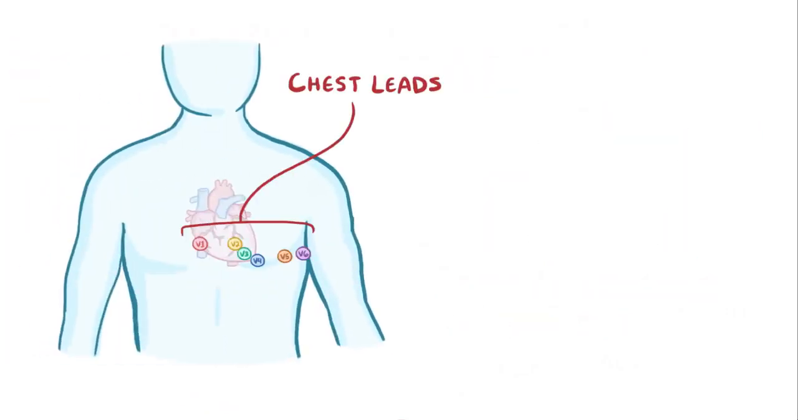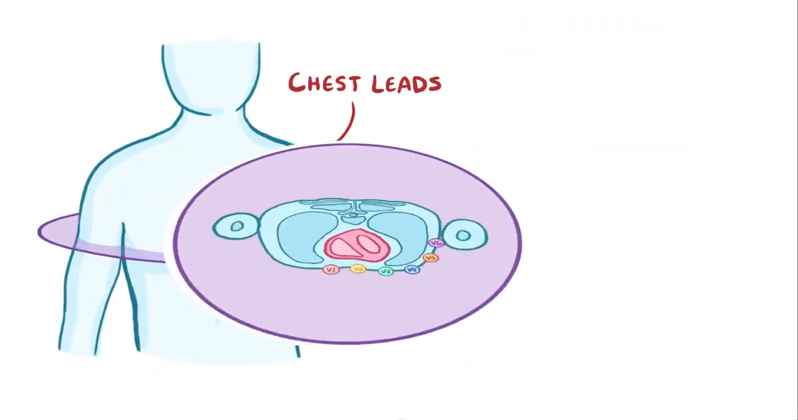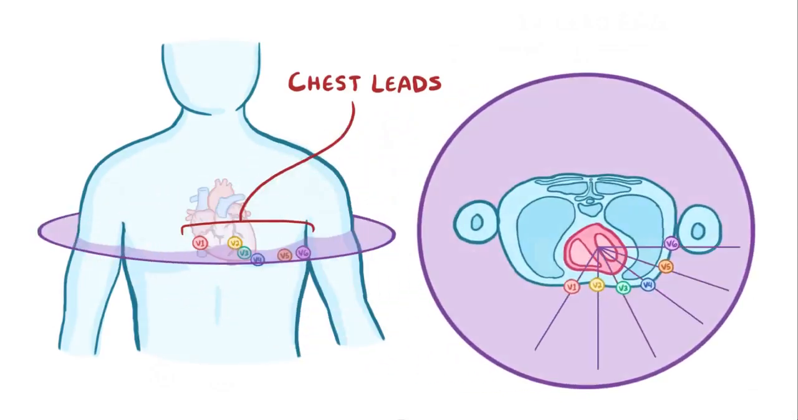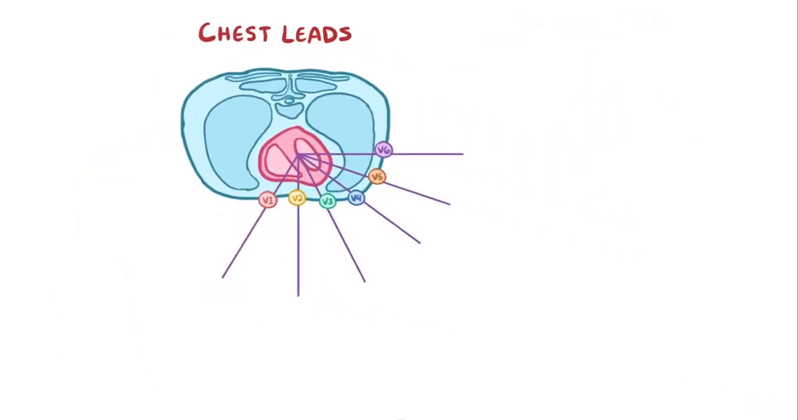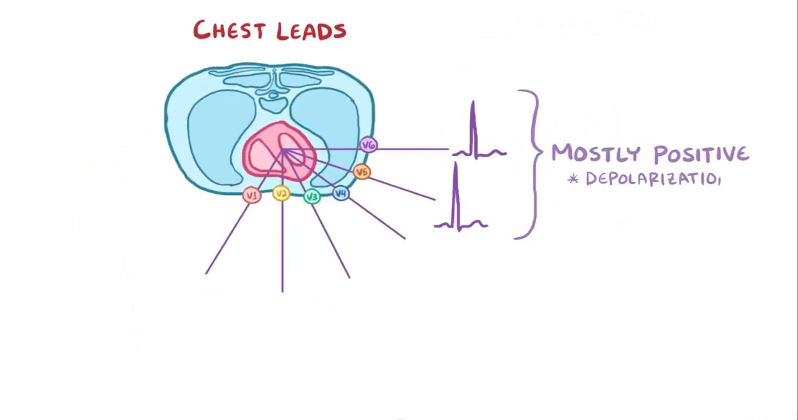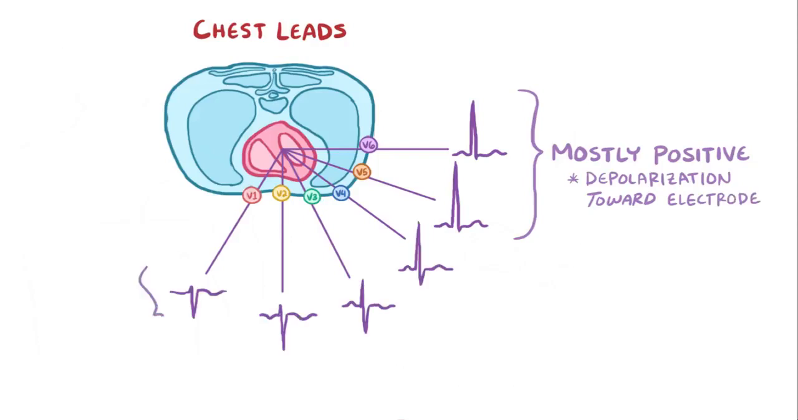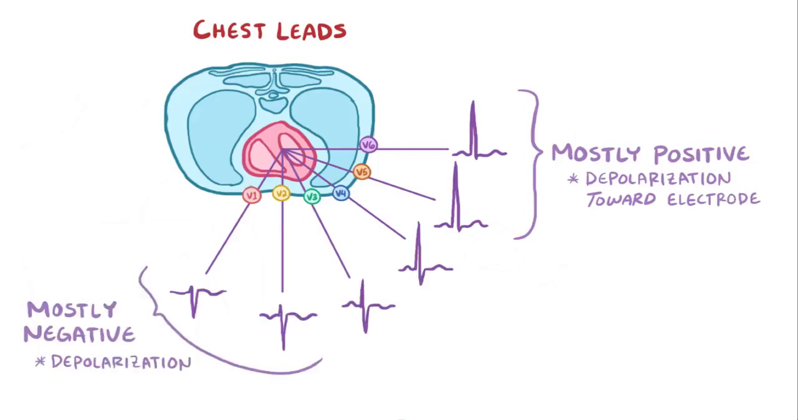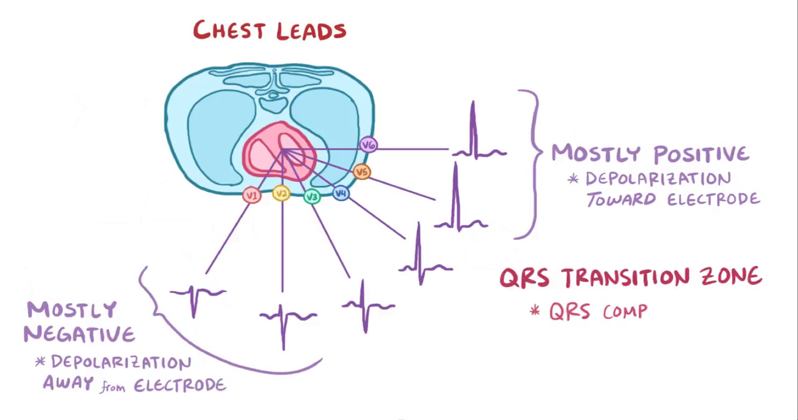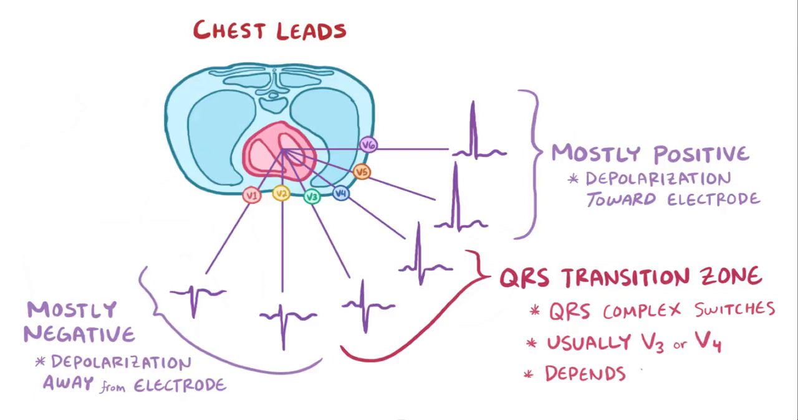The chest leads, V1 through V6, view the heart through the horizontal plane, and each one has its own slightly different view. These views will have a mostly positive deflection if a depolarization wave is moving toward them, and a mostly negative deflection if the depolarization wave is moving away from them. The QRS transition zone refers to where the QRS complex switches from being mostly negative to mostly positive from the point of view of the chest leads. The QRS transition usually happens in lead V3 or V4, depending on things like chest lead placement and the exact anatomy of a person's heart.